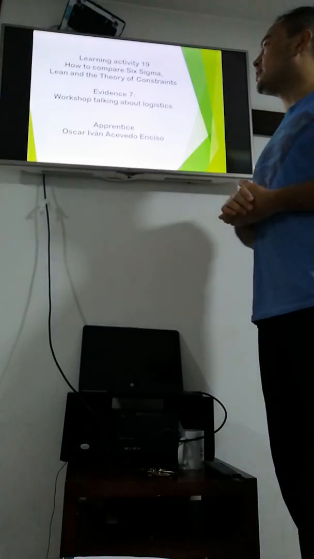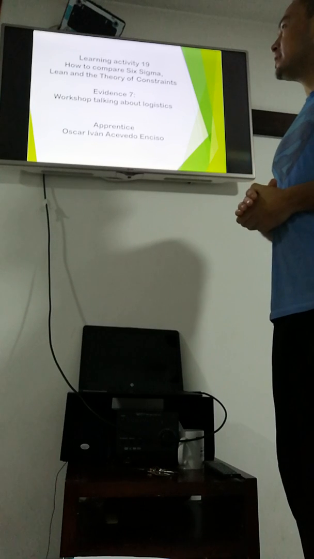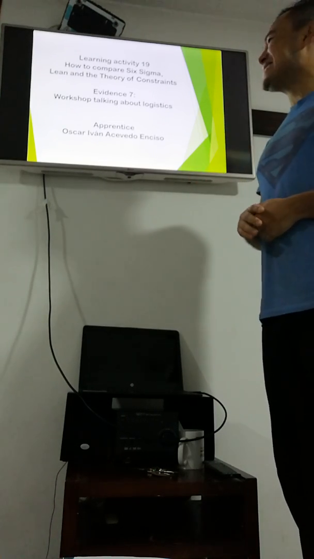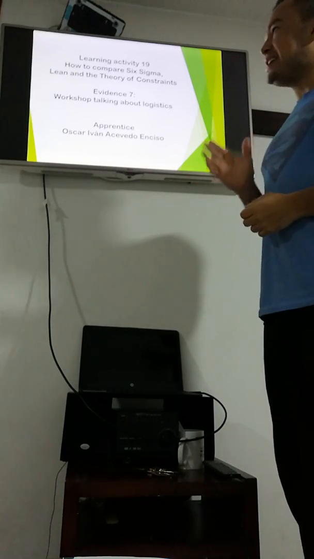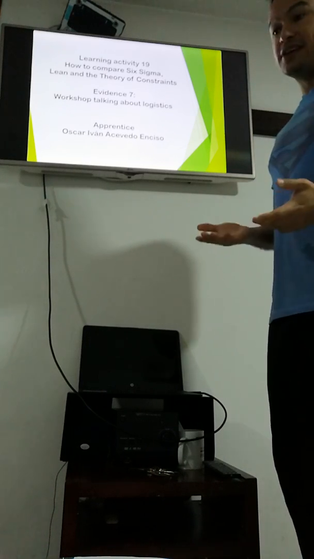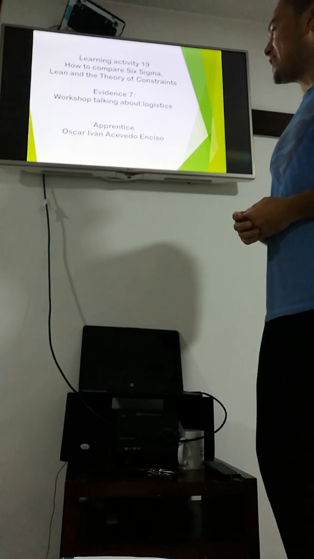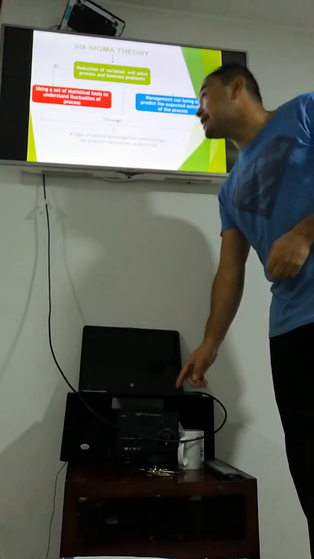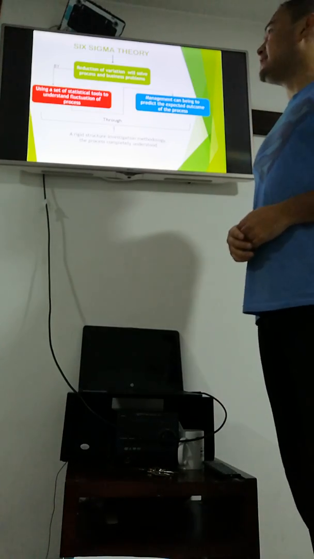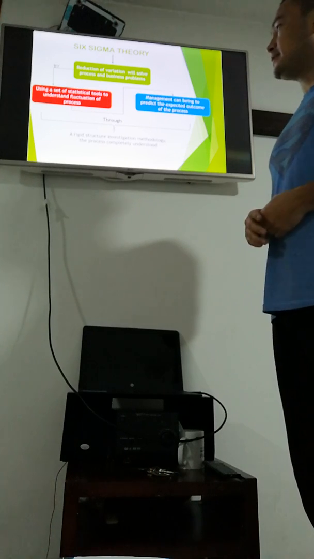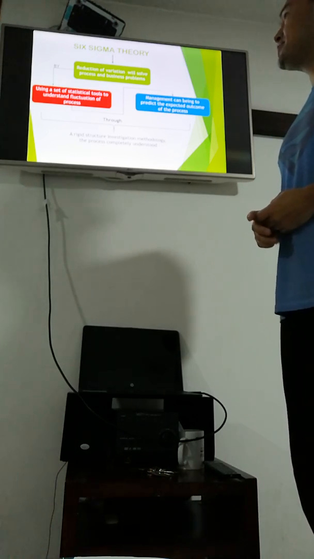We're going to talk about how to compare Six Sigma, the lean thinking theory, and the theory of constraints. Okay, we're going to see first the Six Sigma theory.